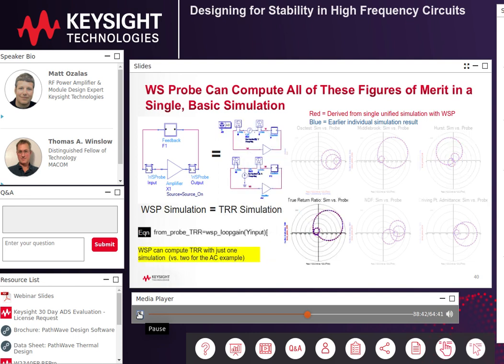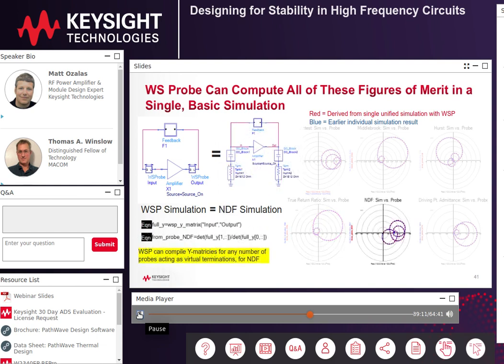And while we're at it, we can also do the total return ratio loop gain computation from this same simulation too. Similar to Middlebrook, this required 2 simulations for each node because it was a double injection. Now it's done with just this same WS probe simulation. So there are 2 probes, so again we can replace 4 total return ratio simulations with just 1 WS probe simulation. So we're starting to get some momentum going here.